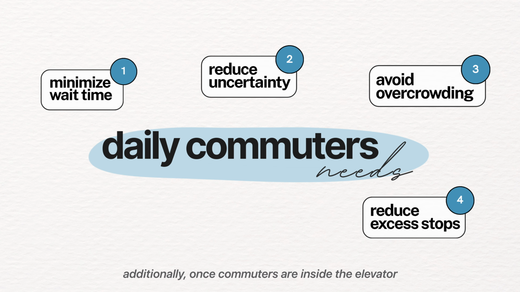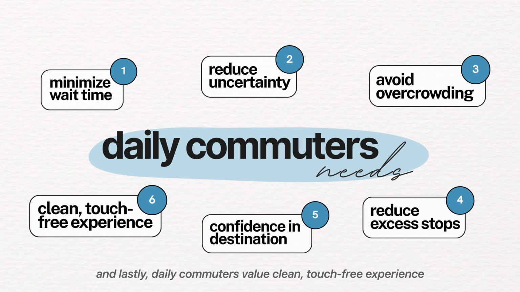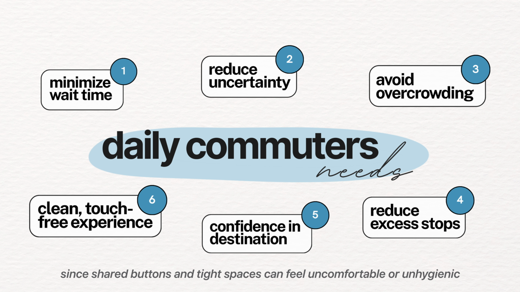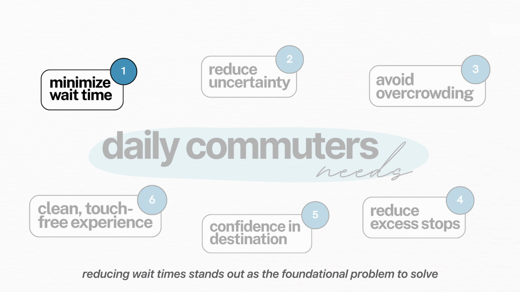Additionally, once commuters are inside the elevator, frequent stops on multiple floors make the ride feel even slower, adding to more frustration. Next, commuters sometimes have to go to different floors for meetings, client lunches, to the gym, or other amenities, and going to the wrong floor wastes time and adds stress. They want confidence that they're heading to the right floor. And lastly, commuters value a clean, touch-free experience since shared buttons and tight spaces can feel uncomfortable or unhygienic, especially after the pandemic.